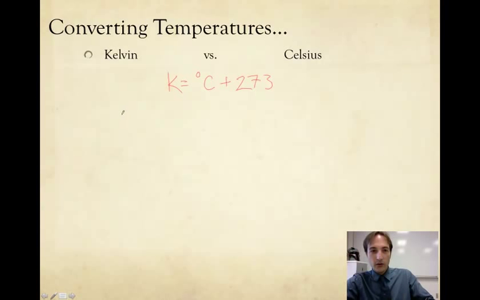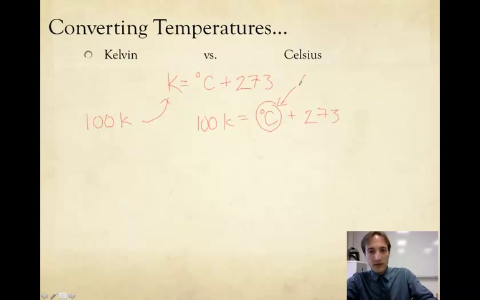Okay, so what does that mean? Well, if we're given Kelvin, let's say they told us that we're at 100 degrees Kelvin, then you just plug it in. So it's going to look like this: 100 Kelvin equals degrees Celsius plus 273. And you're going to treat this guy here like he was the x in a math problem. So you're going to solve for Celsius.